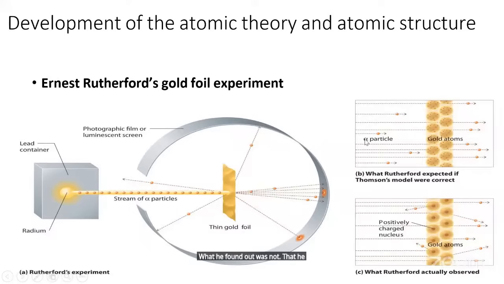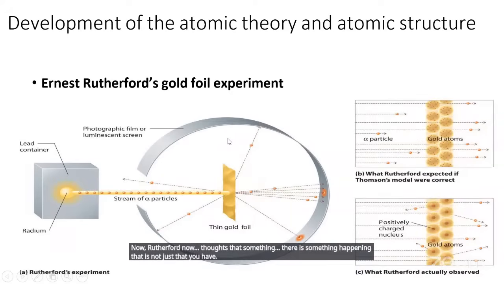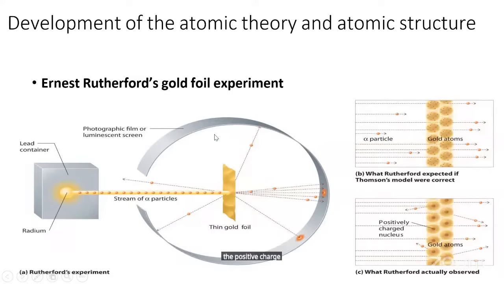He found out that all the alpha particles did not go straight as was predicted by J.J. Thomson, but some of these particles bounced back and some deflected to the sides. So if some bounced back and some deflected to the side, Rutherford thought that there is something happening that is not just the positive charge being embedded in the dough and the negative electrons scattered all over it.